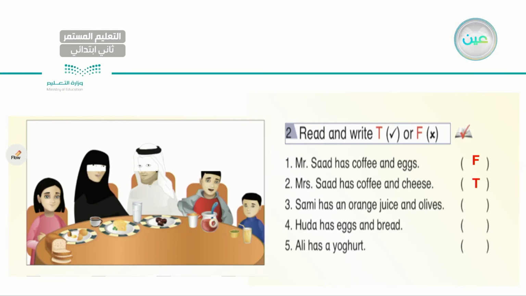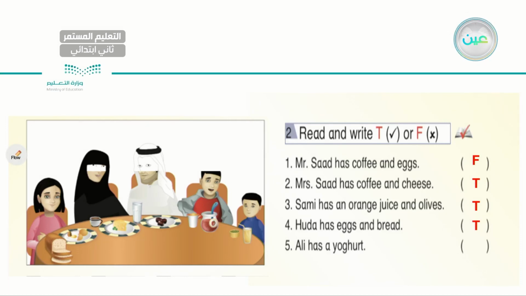Very good. Number 3, Sammy has an orange juice and olives. What do you think? Sammy is wearing the blue shirt. Does he have an orange juice and olives right in front of him? The answer is again true. Very good. Huda has eggs and bread. The girl, she has eggs and bread. Now let's take a look at the picture. Does she have eggs and bread? The answer is true. Very good.